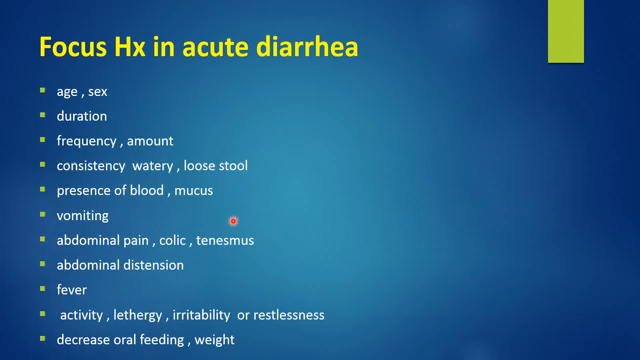Most cases of acute gastroenteritis are associated with vomiting. Is there any abdominal pain, colic, and tenesmus? Usually colic and tenesmus occur with colonic infection like Shigella, Salmonella, and mostly with Shigella and amoeba histolytica.